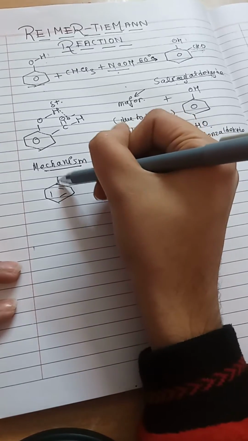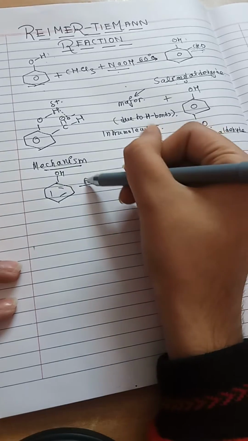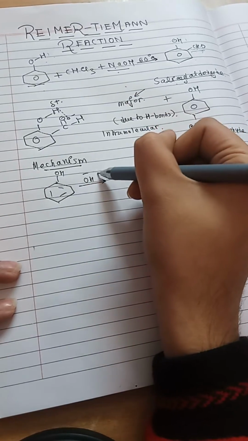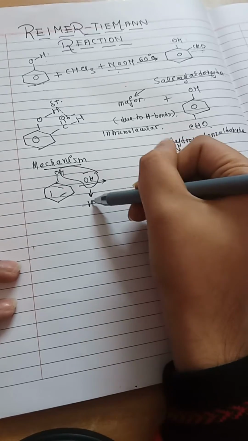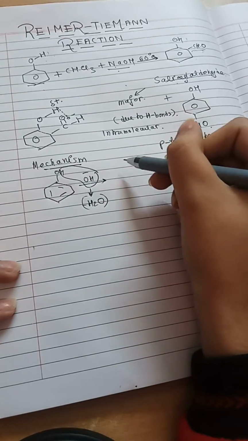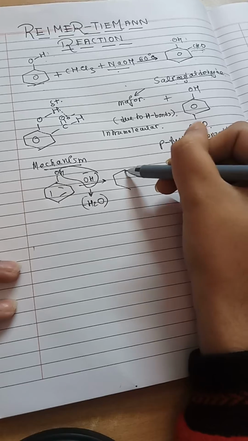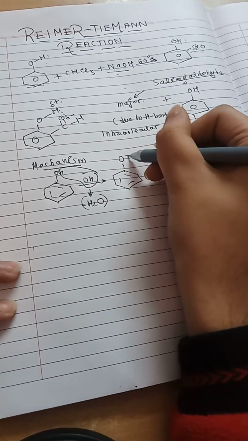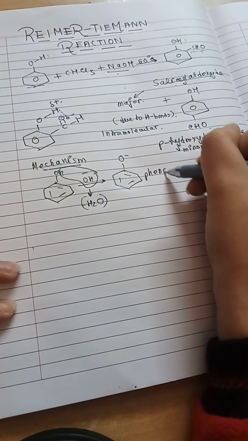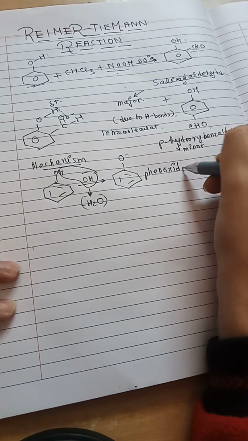So this is phenol, the OH minus, it will take up the H plus to form water, and we will get this compound, that is phenoxide. This is phenoxide. This is the conjugate base of phenol.